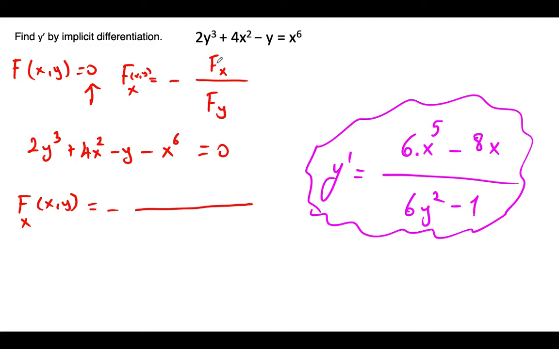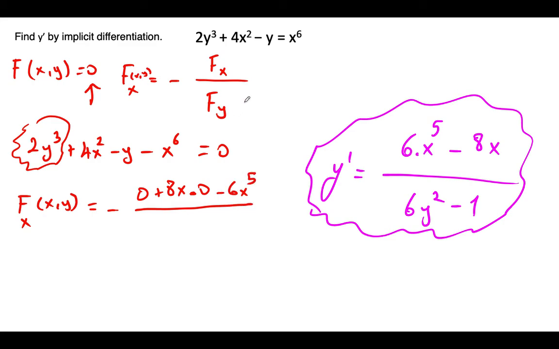So derivative with respect to x, when I do this, everything other than x is like a constant number. So 2y cubed, for example, is a constant number. So constant number derivative is 0. And then for x squared, the derivative with respect to x is 8x. So y is a constant number, and this is minus, right? And then minus 6x to 5.